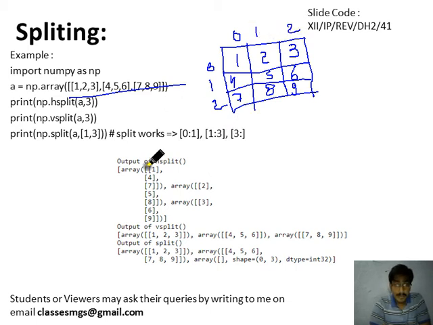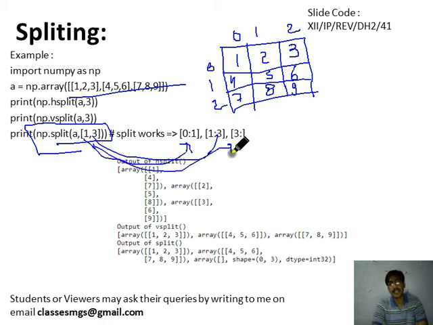Now in the case of the split method, we will split like this. 1 comma 3: 0 to 1 will be one split, then 1 to 3 will be another split, and 3 up to the end element will be another split. So we will have this split row wise, because the axis argument of this split is 0 by default, so it will split row wise.